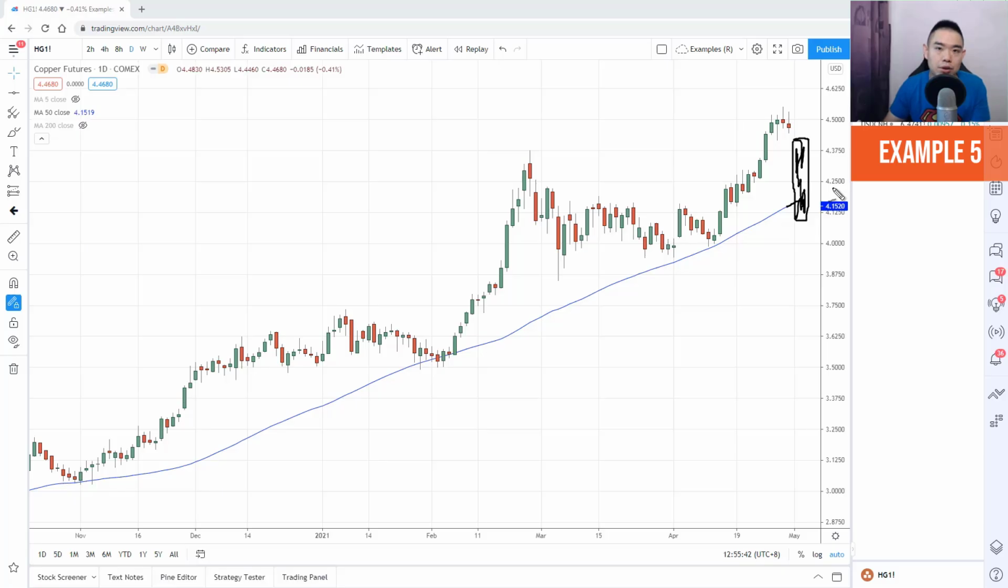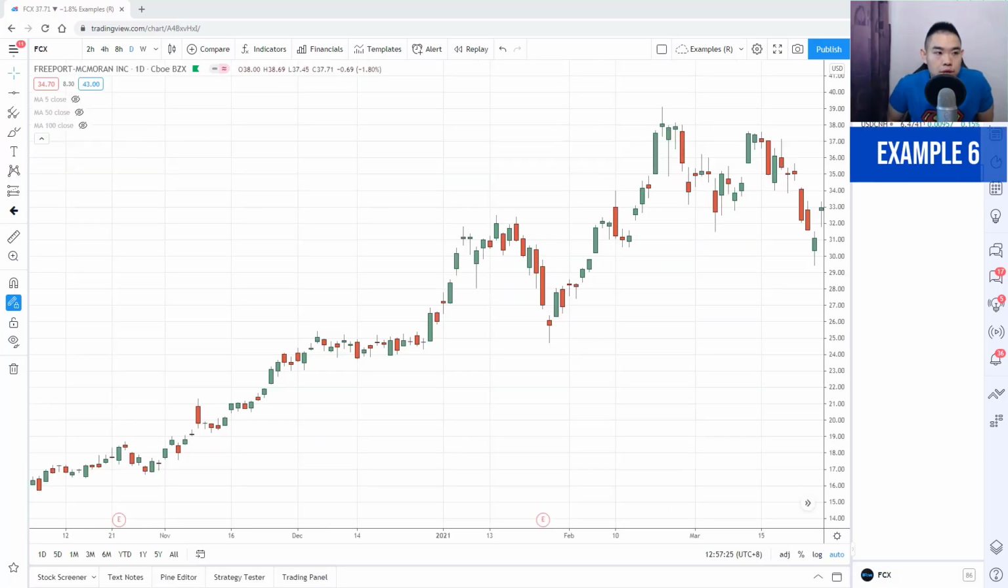Now, moving on to another example. This one here is a stock trading example, and the reason why I'm sharing this with you is to let you know that the concepts, strategies and techniques that you've learned can be applied right across different markets: forex, stocks, commodities, futures, etc. So this stock here is FCX, the ticker.